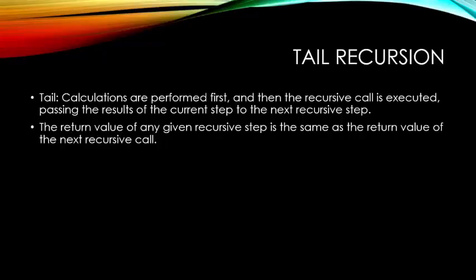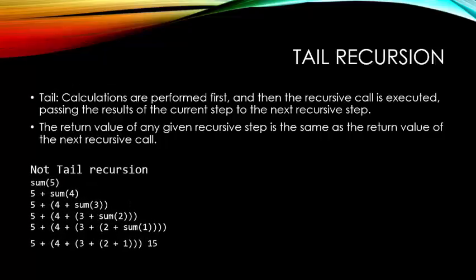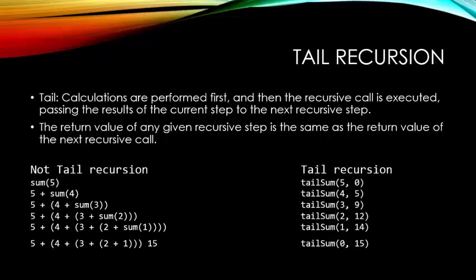Finally, we're going to talk about a type of recursion called tail recursion. The difference between using this particular form of recursion against not using it is that in tail recursion, calculations are performed first, and then the recursive call is executed, passing the result of the current step to the next recursive step. The return value of any given recursive step is therefore the same as the return value of the next recursive call. We can see in the examples two functions achieving the same goal, the summation for adding the first n integers.